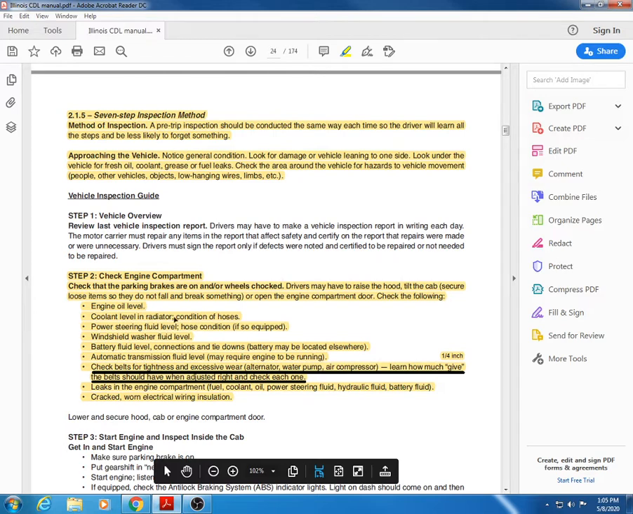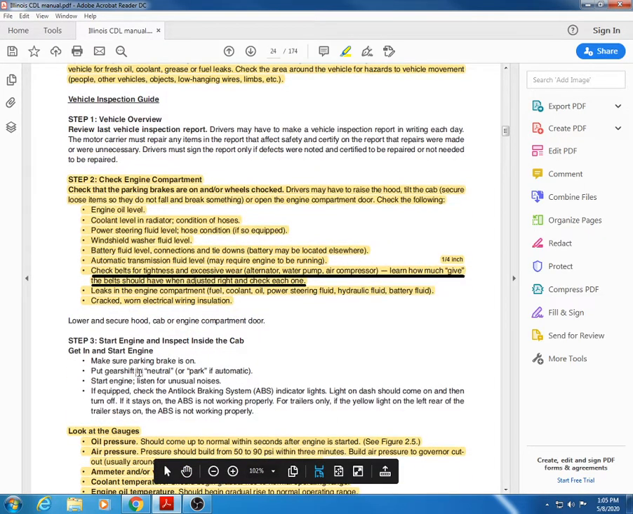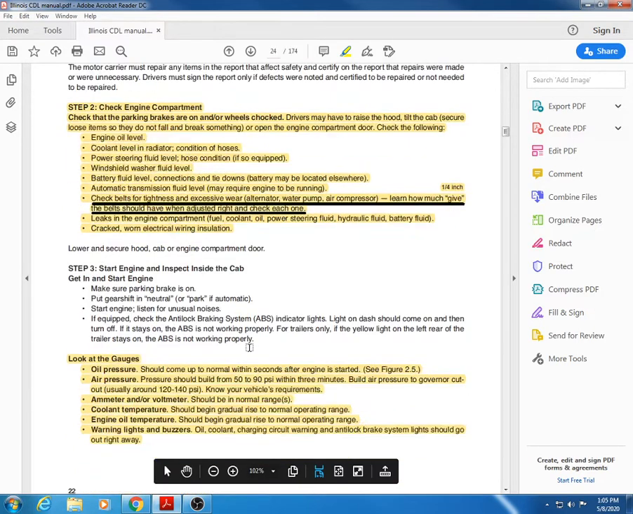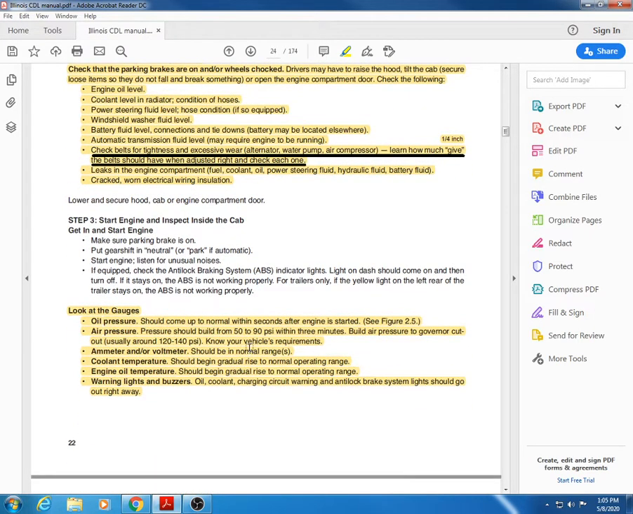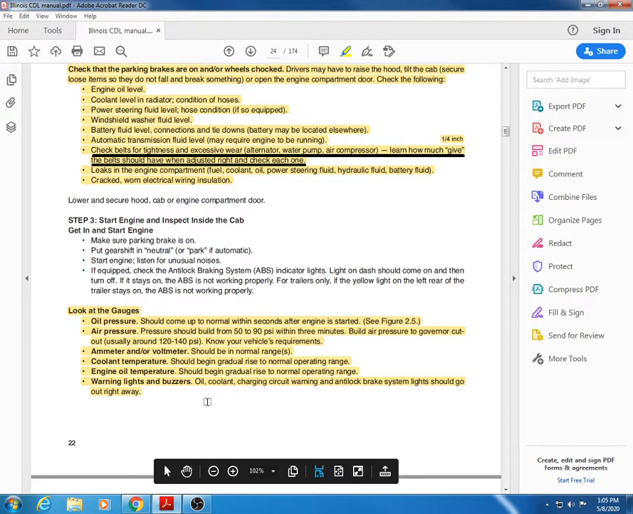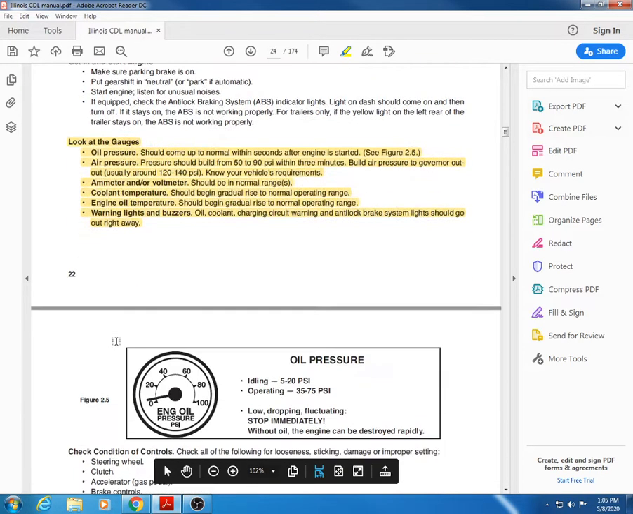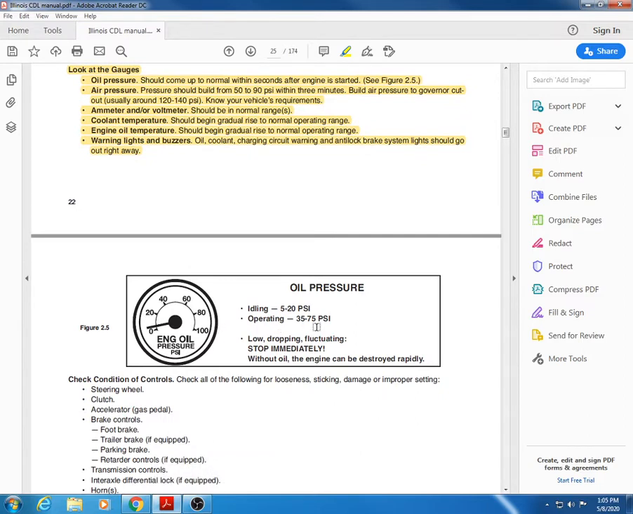So then you want to check your engine compartment. All these things have to do with that. This is pretty important. This is what the Illinois folks want to see. If you check your fan belts, this is the amount of play they want in it, 1/4 of an inch, and that's it. So that could be something that you could see on a test. Start engine, inspect inside of the cab. Again, what we're looking for mostly is the stuff that I have highlighted here. That's generally what we go with when we take our test. So you're looking at all the gauges inside the truck. Here's an example of one, how the oil pressure should work.